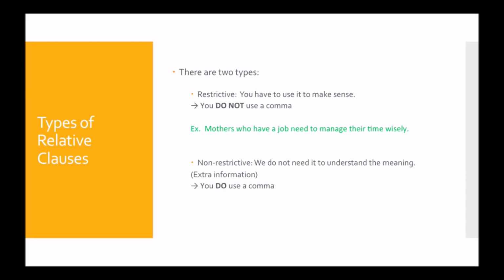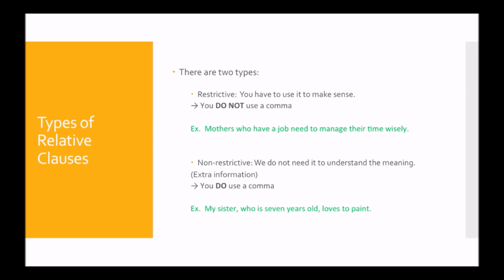Then we have the second type of relative clauses, the non-restrictive. We do not need it to understand the meaning. It's something like extra information, or as you might call it, icing on the cake. You do use a comma.